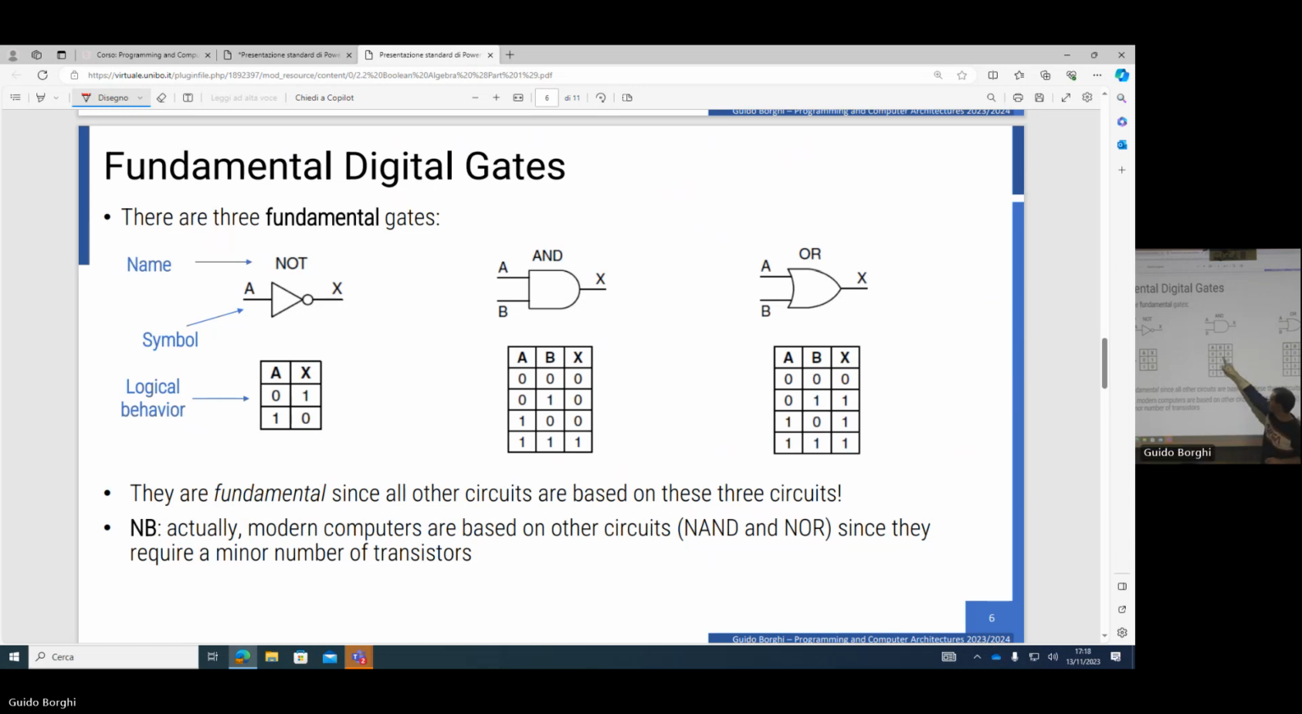0, 0, the output is 0. 0, 1, the output is 0. 1, 0 is 0. 1, 1 is 1. It's not the arithmetical behavior, it's a logical behavior, okay? It's a behavior of logic. You can apply this table also in real life, okay? If you have 2 conditions, you can define the output of these 2 conditions using the statement AND, okay?